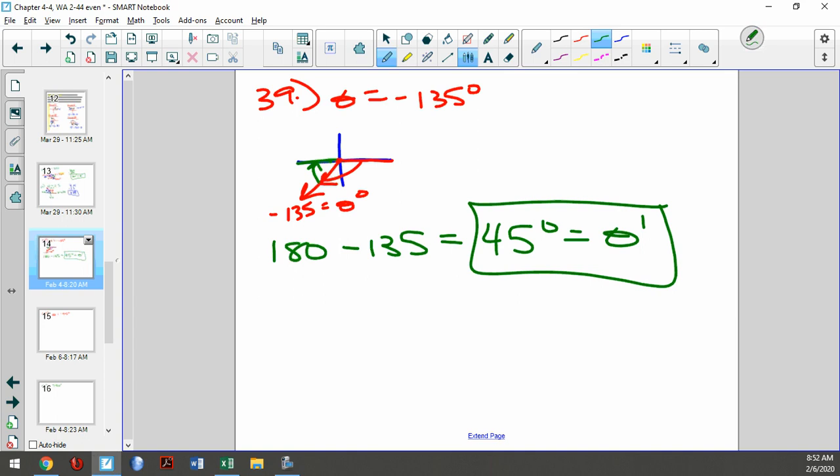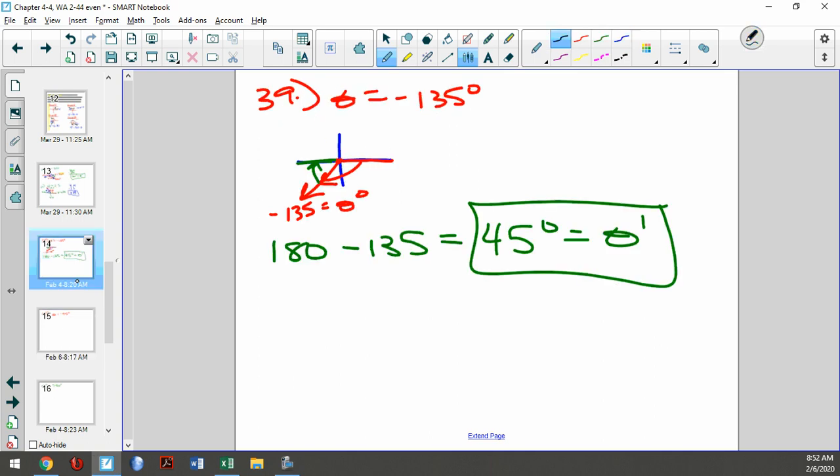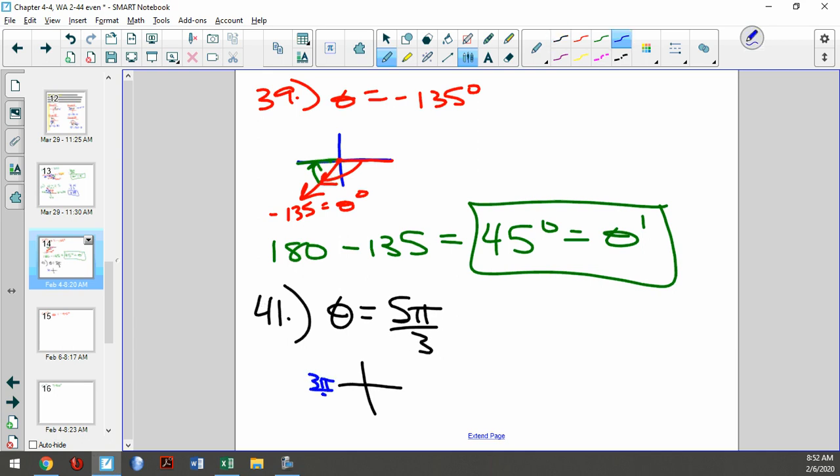Okay? Now, if you're looking at number 41, it gives you theta is 5 pi over 3. Well, if I graph 5 pi over 3, this is going to be 3 pi over 3, so this is 6 pi over 3, so where's 5 pi over 3 at? What quadrant? 4. It's in quadrant 4. And that's going to be right here. The arrow, there's theta. I don't even have to do any math.